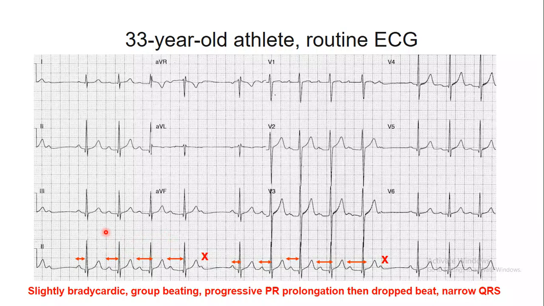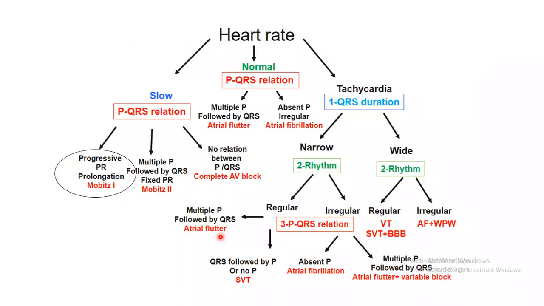And if we look at the PR interval, starting at this one is normal, this becomes prolonged, much prolonged, then a dropped P wave. Again, PR interval progressive prolongation followed by dropped P wave, and the QRS complex is narrow. So we have a progressive prolongation of PR interval followed by dropped P wave. This gives the diagnosis of Mobitz type 1 as we see from our algorithm.